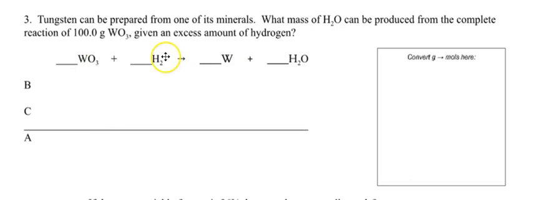1 tungsten, 3 oxygens, 1 oxygen. I think I better put a 3 over here. All right. Now what? I have tungstens and oxygen are good. 2 hydrogens, 6 hydrogens. So I need to put a 3 over here. Now I'm good. All right, back to the problem again. Should I put 100 grams right down here? No, it goes to moles. All right. So I need moles.